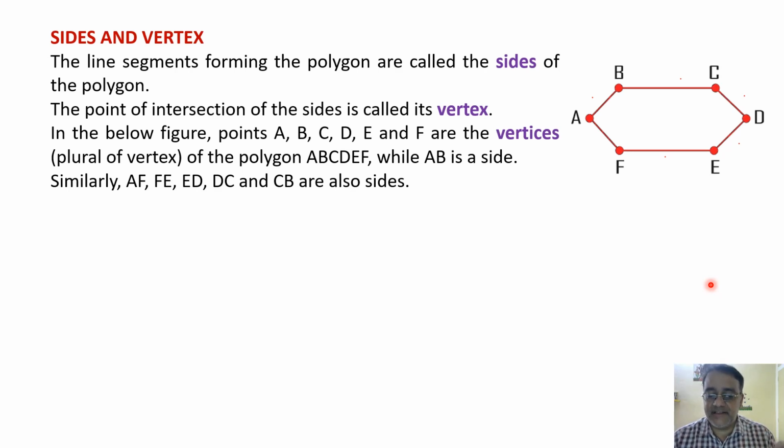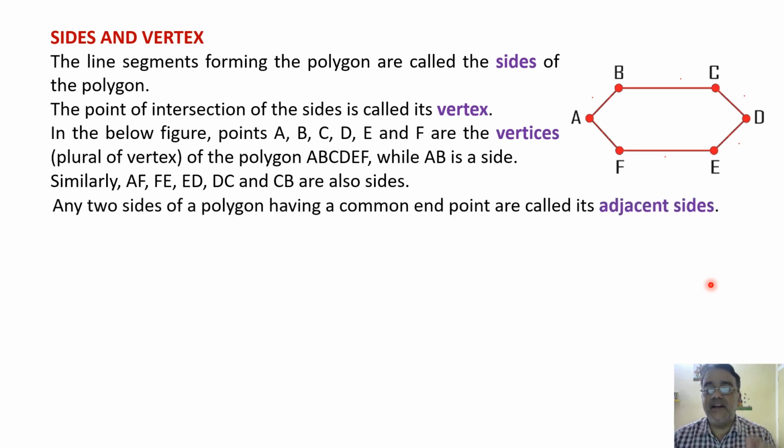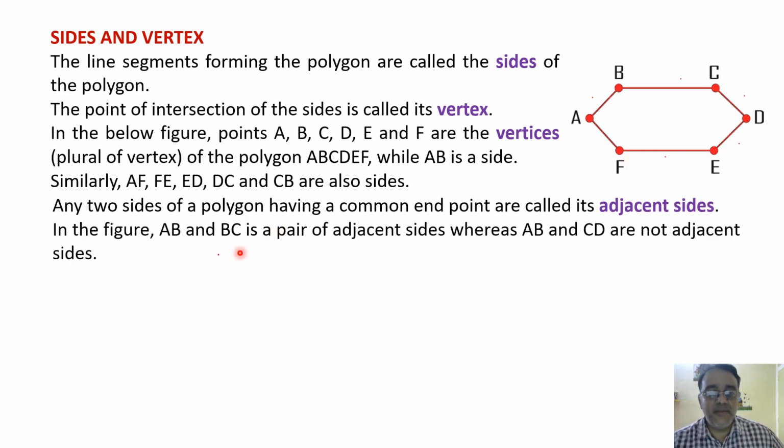So any two sides of a polygon having a common endpoint are called adjacent sides. तो इन दोनों को हम लोग adjacent sides बोलेंगे क्योंकि C common है. These two are adjacent sides because D is common. These two are adjacent sides because E is common, and these two sides are adjacent sides because F is common. And those in which no endpoint is common are called not adjacent sides. AB and BC is a pair of adjacent sides, whereas AB and CD are not adjacent sides, right?